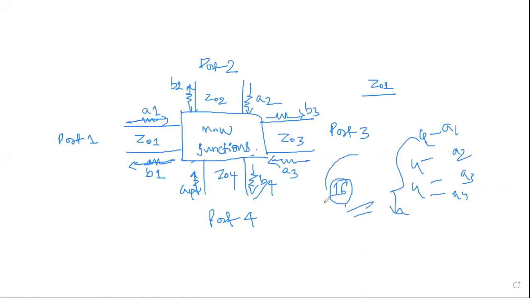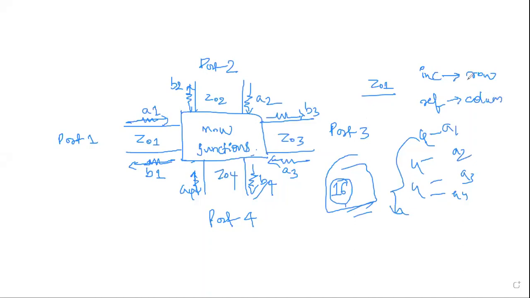Now think of representing the 16 combinations in Z, Y, ABCD and H parameters. That means representing that in a matrix form will be difficult. So you will be going for a scattering matrix here, where the 16 combinations are represented in a matrix form with all the incident waves. Incident waves will be represented in a row matrix and reflected waves will be represented in a column matrix.